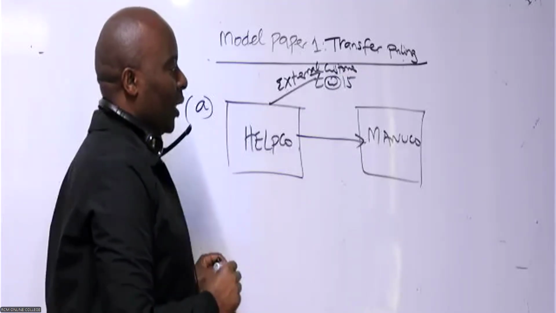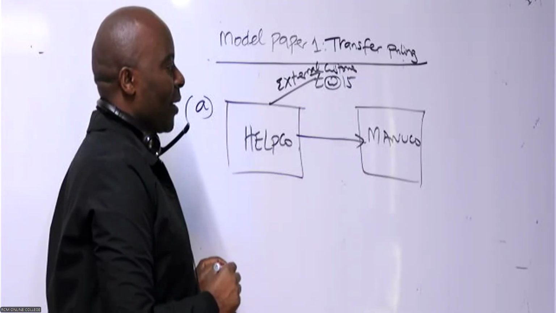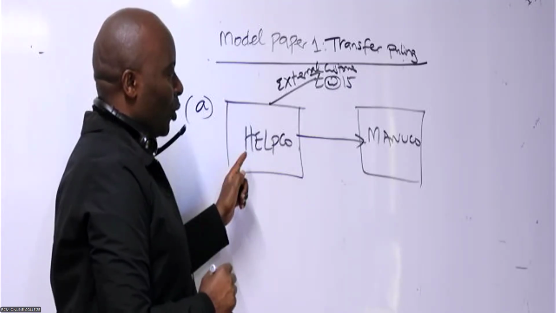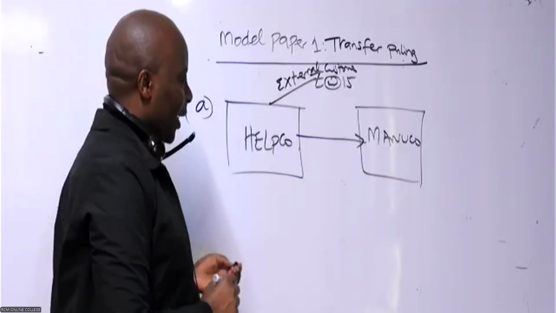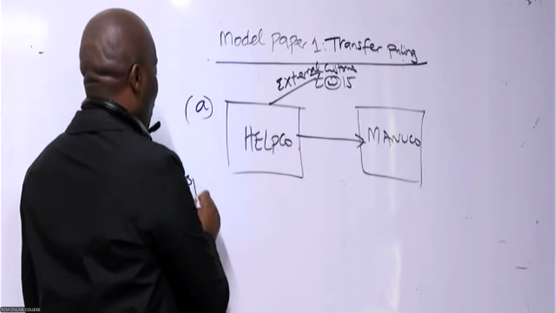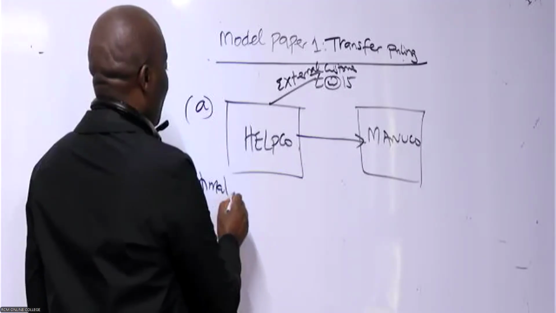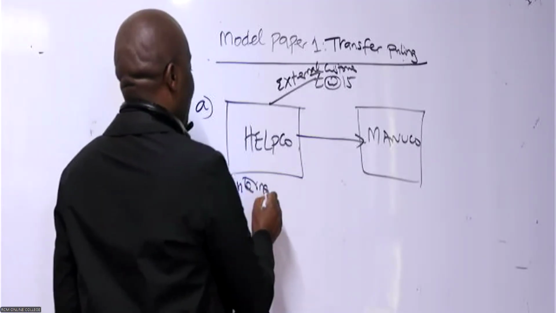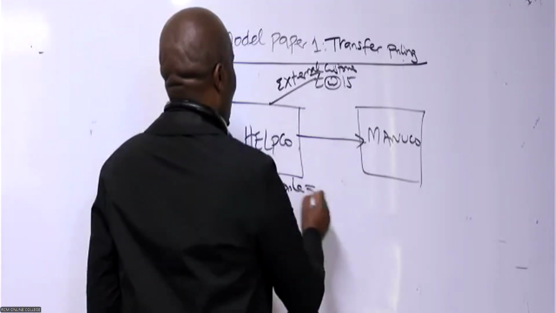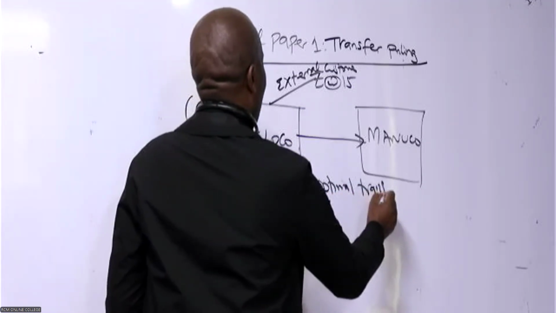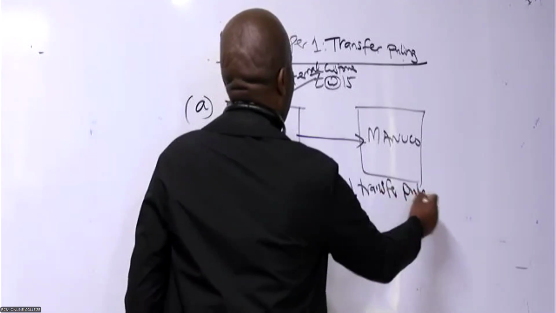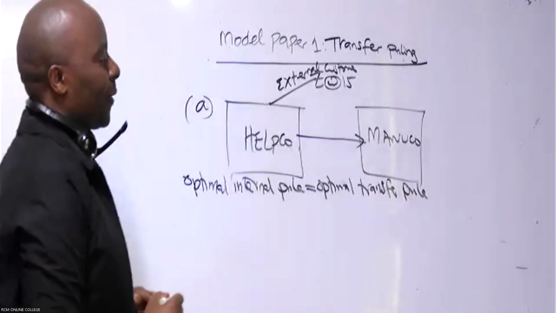Now, solution part A. Remember part A, they simply want us to give them an optimal selling price, in this case if HelpCo sells to Manuko internally. So basically, they want us to give them the optimal internal price, what we call the optimal transfer price.